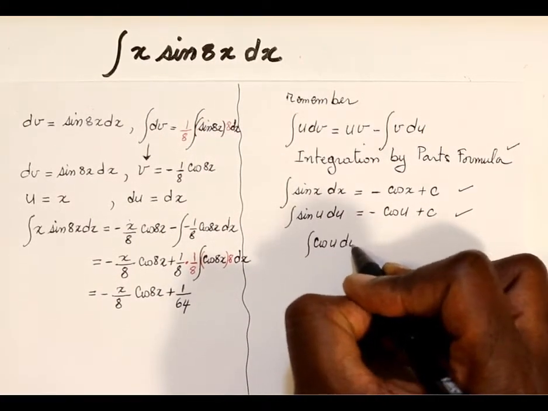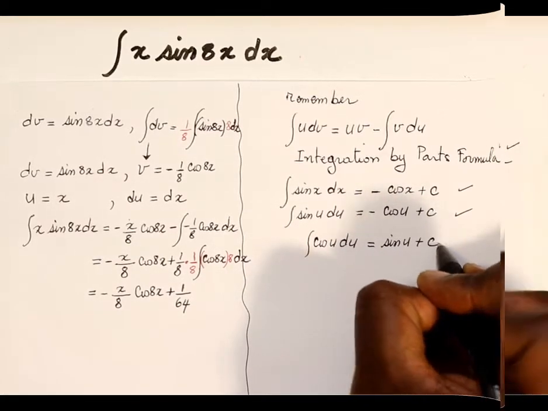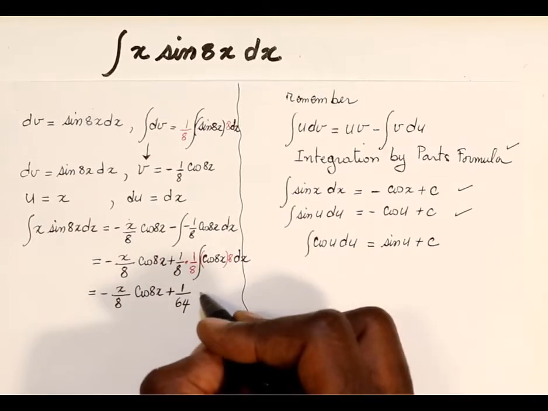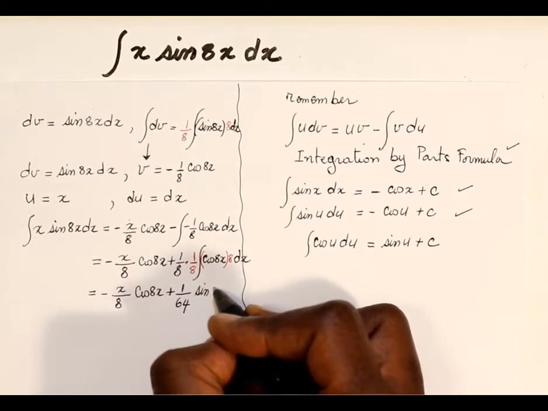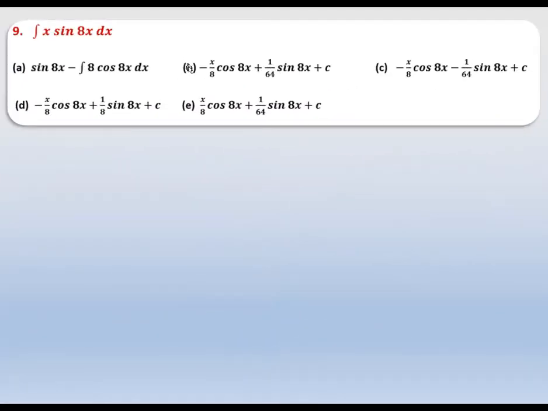The integral of cosine u du is equal to sine u plus c. Therefore, we're going to have sine 8x, u is equal to 8x, plus c. Looking over, the correct answer is B.